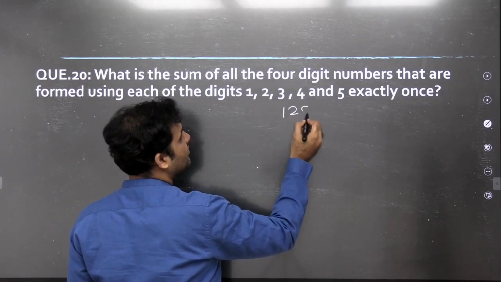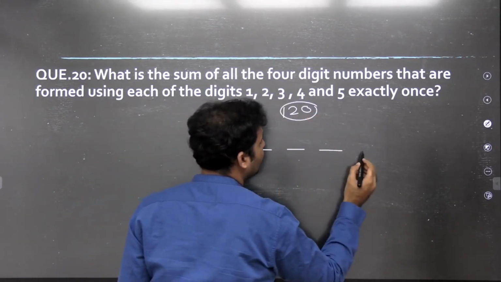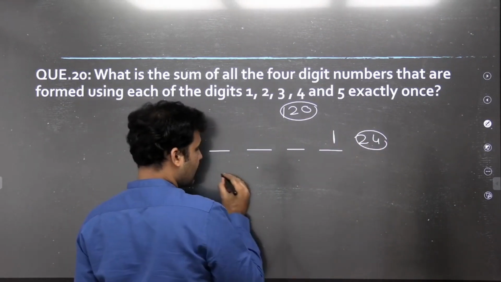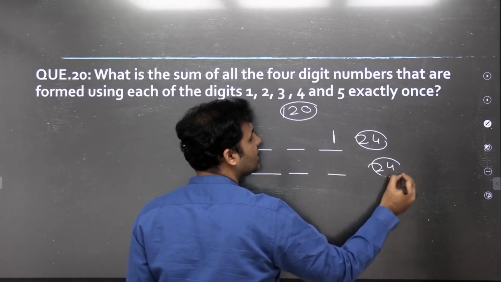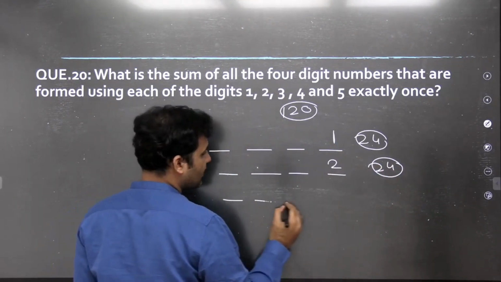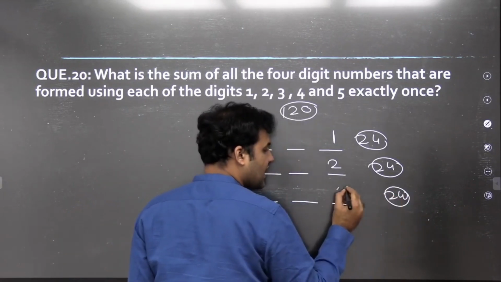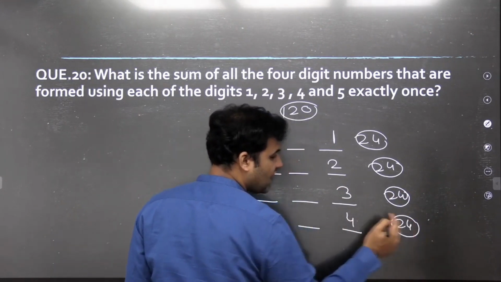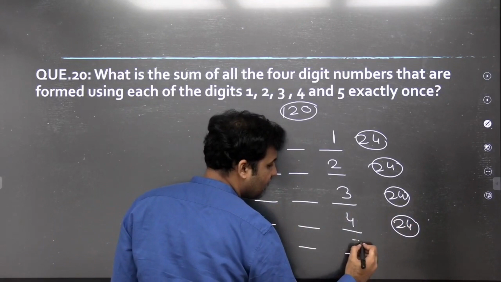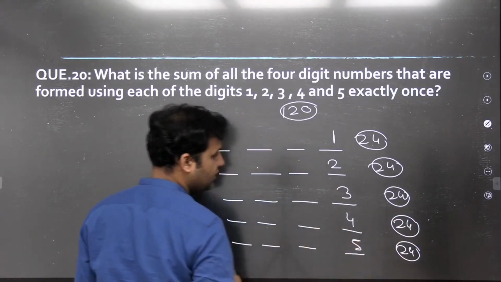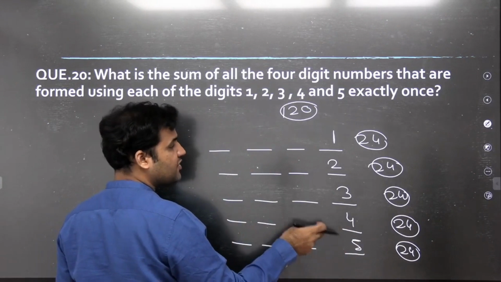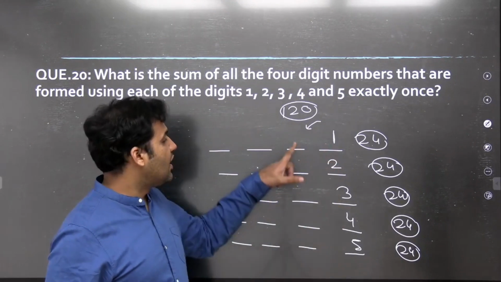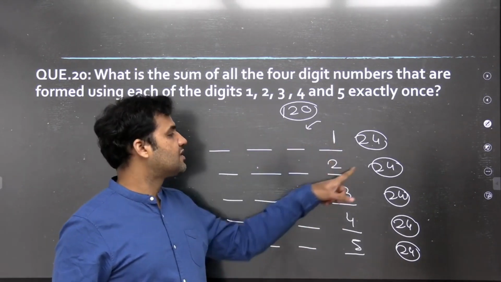Out of 120 numbers that I have made, there are a total of 24 numbers which have 1 at the unit digit. There are 24 more numbers which have 2 at the unit place. There are 24 numbers which have 3 at the unit place. There are 24 such numbers which have 4 at the unit place. There are 24 such numbers which have 5 at the unit place. So if I want to find out the sum, similarly, for the tens position, the same situation will happen. On the tens position also, every digit is coming 24 times.